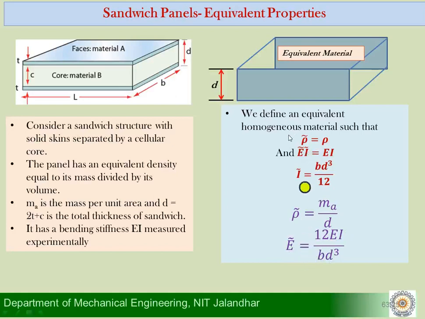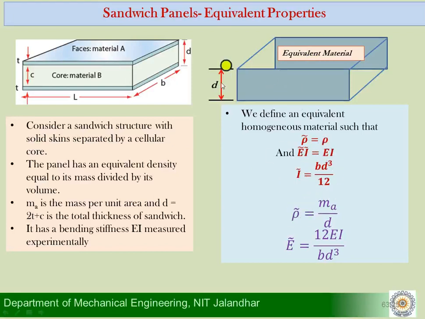How is that possible? Because we are saying here that the equivalent flexural rigidity E bar I bar is nothing but equal to EI. So E bar I bar is for the equivalent material and EI is for the sandwich itself. So E bar I bar equals EI. And what is I bar? For the equivalent material, I bar is nothing but BD cube by 12.